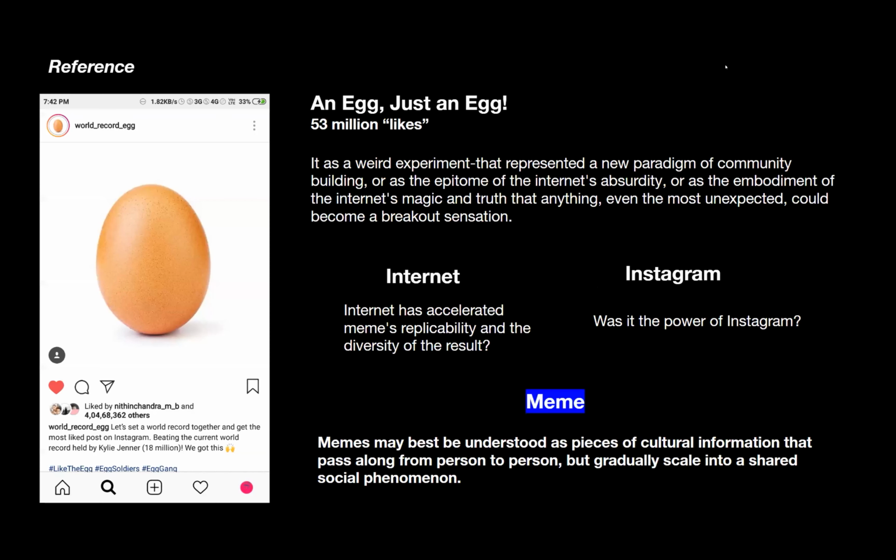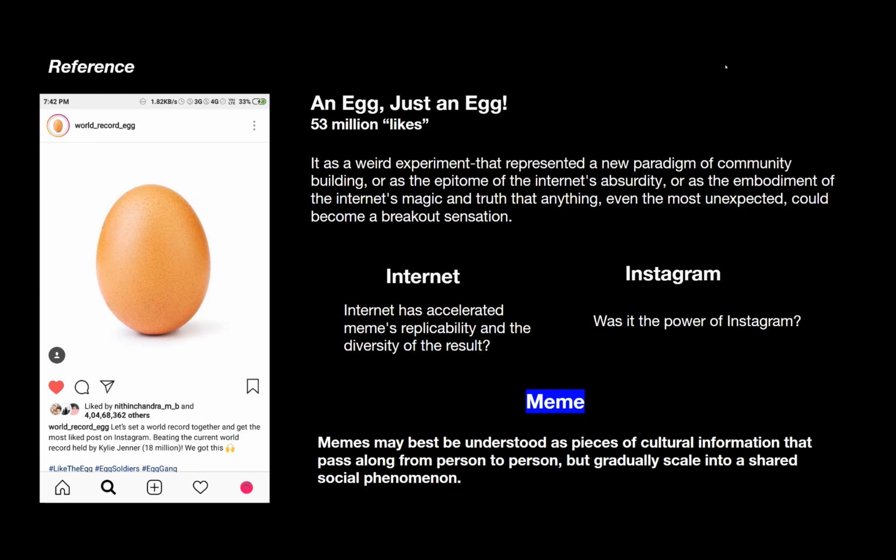Regarding how to invent the future, or at least imagine the future, we think one way is through information or big data. So this is the first example, about the spreading of information. On January 4, 2019, a new Instagram account was created and an image of a normal egg was posted, accompanied by a caption that said "world record together" to get the most liked post on Instagram. And this post got 53 million likes, and it actually broke the world record.